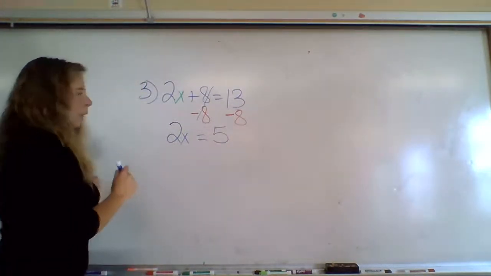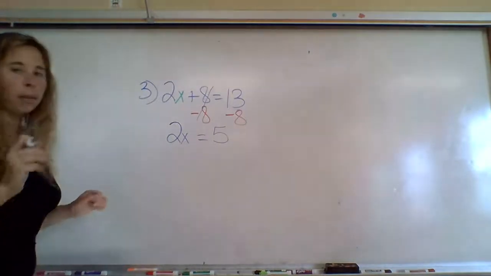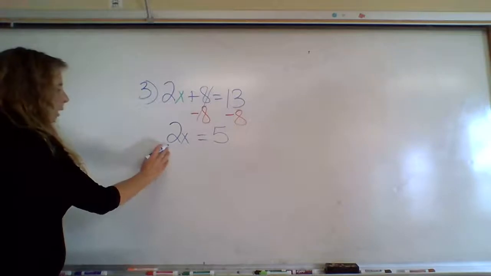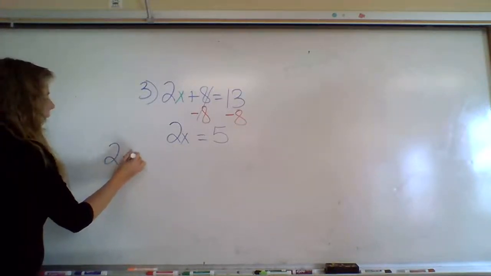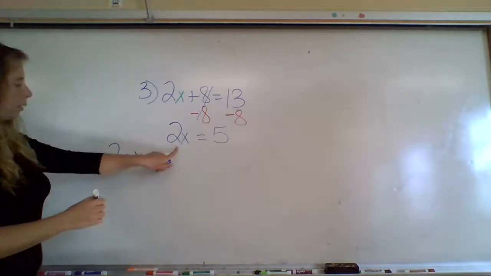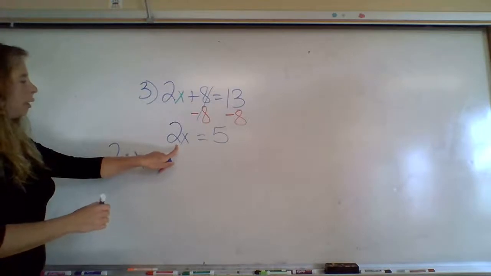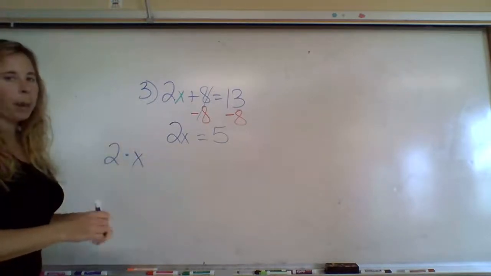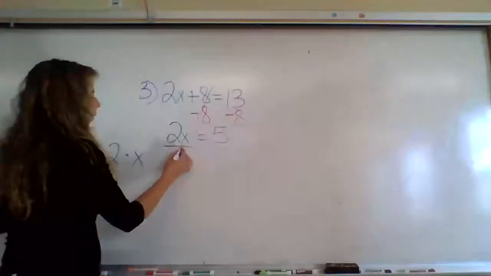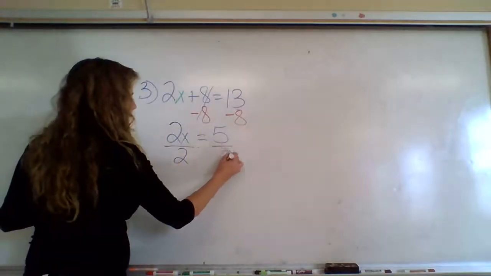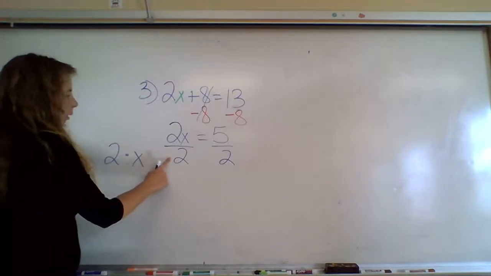All right. Your last step, be careful here. Some of you are subtracting 2. You cannot do this. Remember, this is saying 2 times x. This is exactly the same thing, 2 times x. So you have to do the opposite of multiplying, which means you have to divide. So we're going to divide both sides by 2. 2 divided by 2 is 1.